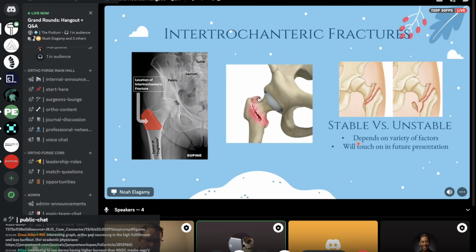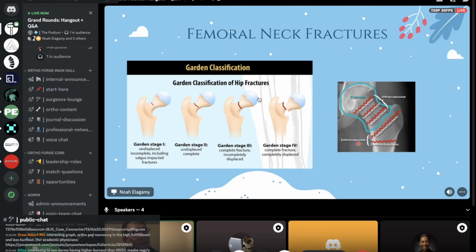So IT fractures, these are common. Do you want to talk about why intracapsular versus extracapsular matters? We can talk about it now.